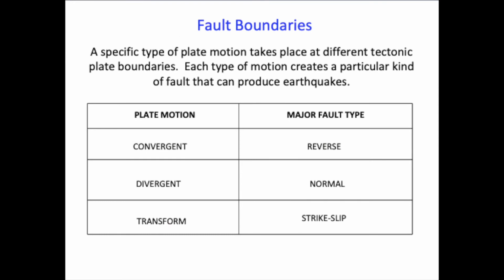Now let's take a look at fault boundaries. We've got certain motions that go with certain types of faults. We have a convergent plate motion where the plates are coming together, that's a reverse fault. We have divergent plate motion where they're going apart, and that's a normal fault. And we have a transform motion where they're sliding past one another, and that's considered a strike-slip fault.